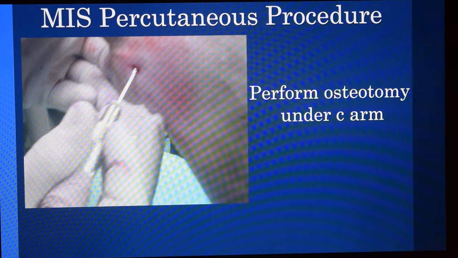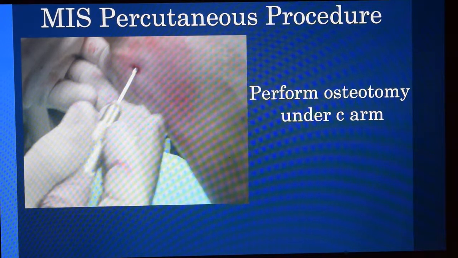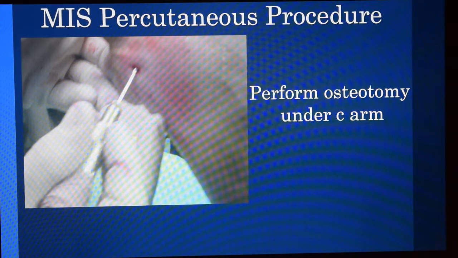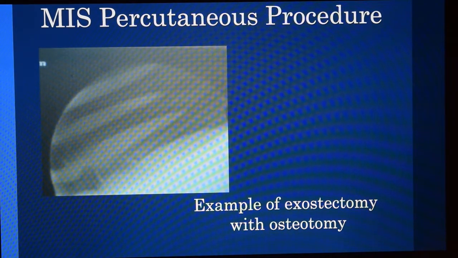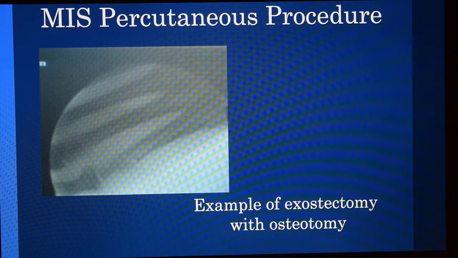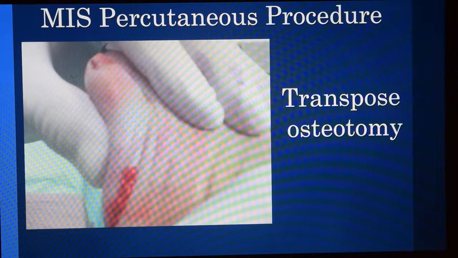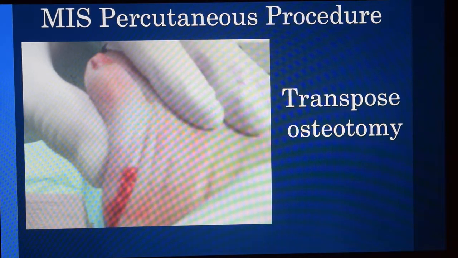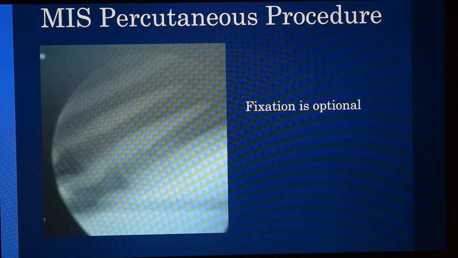Now it's time for your actual osteotomy. In this particular patient, we're doing this under C-arm. It's very vital. Also, we're angling this slightly distal to make sure the patient doesn't get a lot of shortening of the bone here. So this is an example of an exostectomy, and you can see where we perform that with the osteotomy as well. Then you transpose the osteotomy medially into a more radius position. It shows this right here.